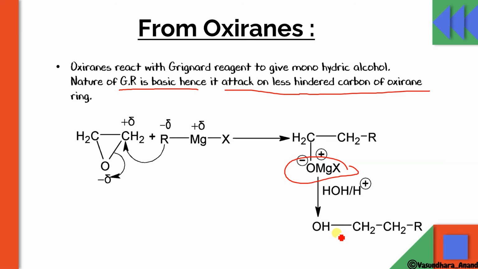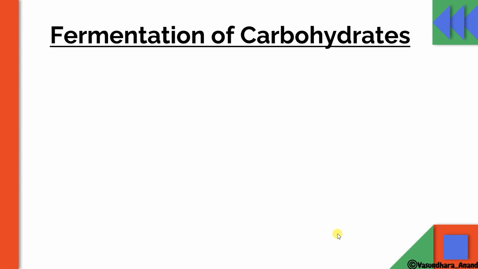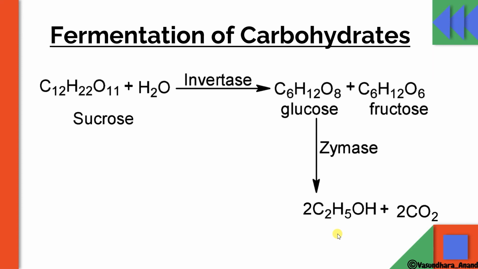So this is less hindered. Here both were same, so that's why anywhere it reacts. But whenever it is 1,2-epoxy propane, then we will check the less hindered carbon, and जो carbon होगा उस पे OH group attach होगा. Now fermentation of carbohydrate, by this way also we can prepare alcohol, like sucrose.